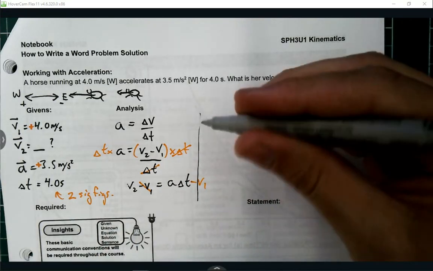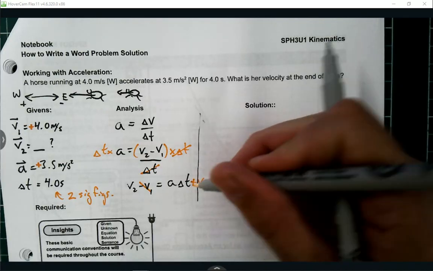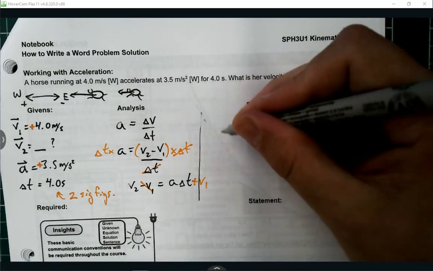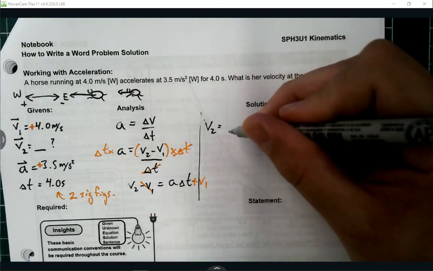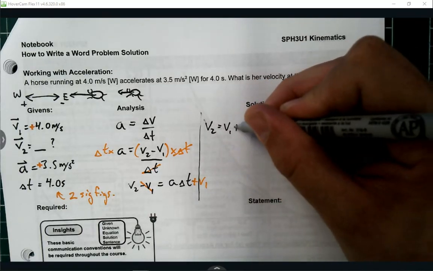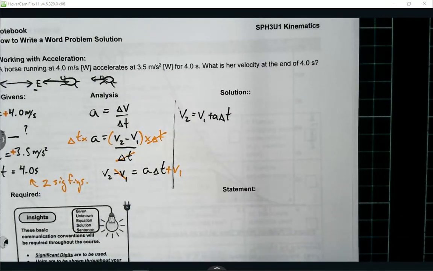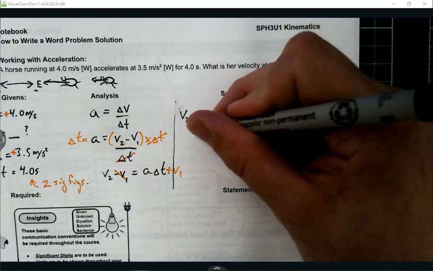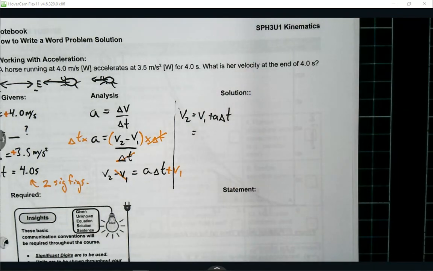And I could rewrite this thing tidily again. Oh, did I do that wrong? I want to add V1 to both sides, don't I? Add V1 to both sides. And at this point, I've got V1 plus A times delta T. Remember, just stylistically, I'm putting time last. Not that it's right or wrong. It's a style thing. And then I can start subbing in my values now because the variable I was looking for is finally isolated.